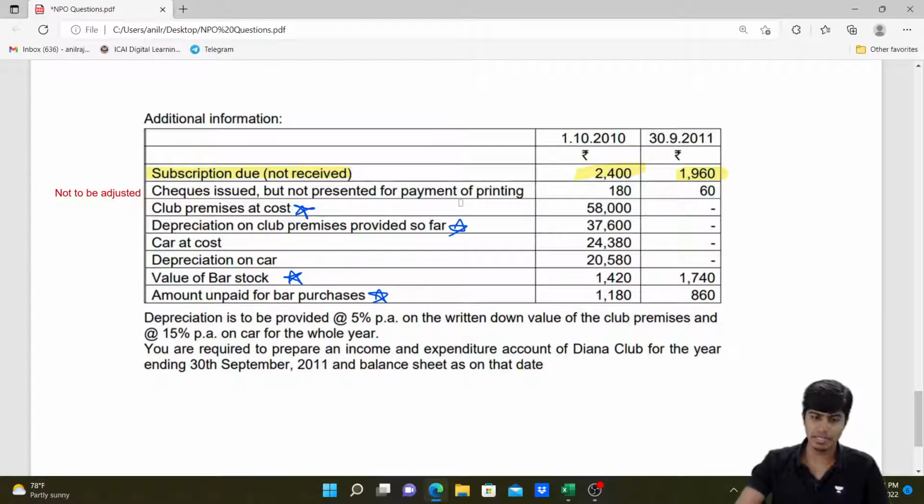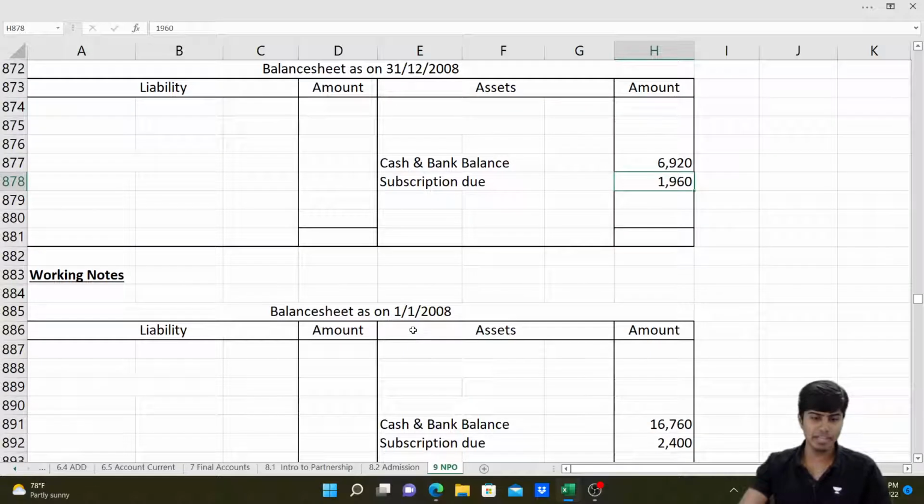This adjustment is completely ignored because the balances given in the receipts and payment is balance as per cash book, which is after considering unpresented checks. Yeah, so we don't have to adjust this 180 and 60. What we have now is club premises at cost. This is an asset of 58,000. Let's write this in the balance sheet.